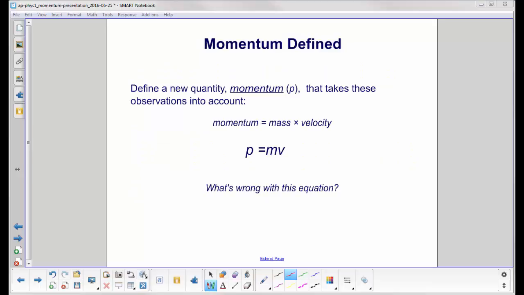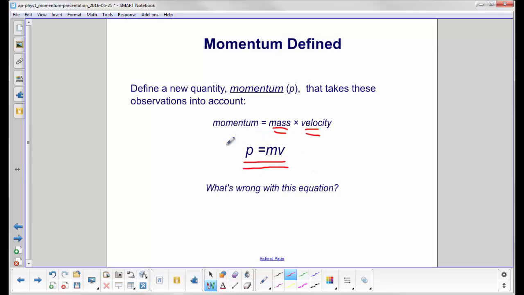Our observation as to how hard it is to stop an object takes into account two factors. The mass of the object: the bigger the mass, the harder it is to stop. The velocity of an object: the faster an object moves, the harder it is to stop. So we're going to define a new quantity called momentum, and the symbol for momentum is P. Actually, not sure where that came from, but we really can't use M because that is mass, so we just use P for momentum. And we are going to define momentum as mass times velocity.